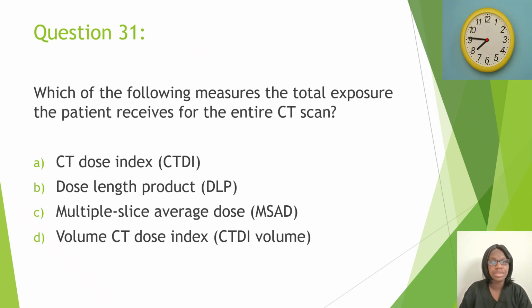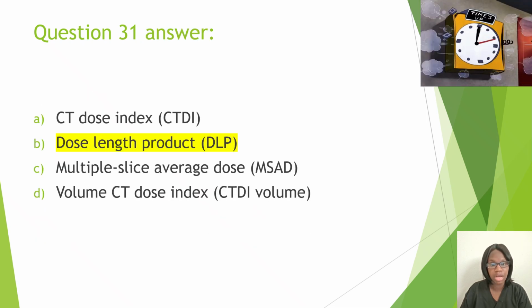Question 31. Which of the following measures the total exposure the patient receives for the entire CT scan? Is it CT dose index, dose length product, multiple slice average dose, or volume CT dose index? Wait, just a few more seconds for the answer. The correct answer is dose length product.